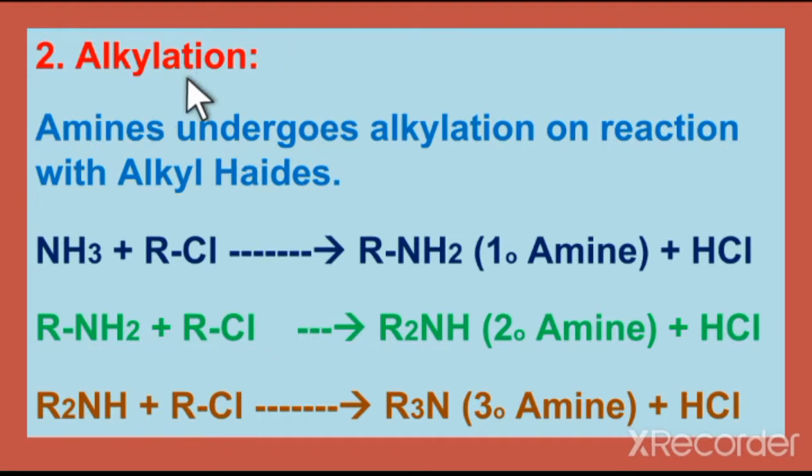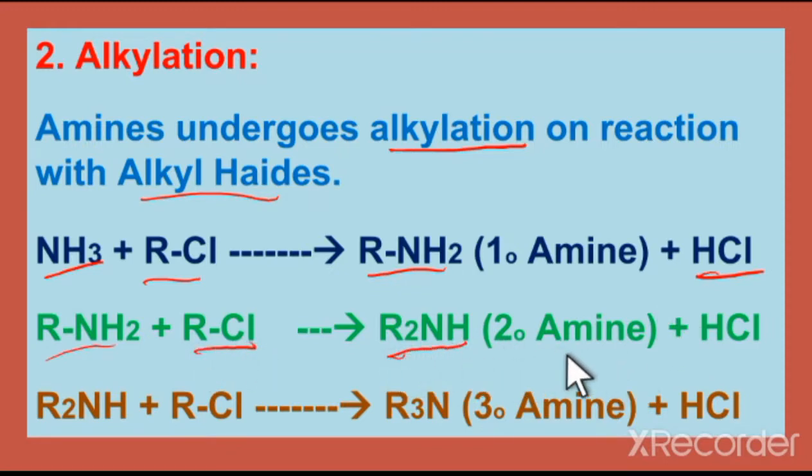First, the alkylation. When amines undergo alkylation on reaction with alkyl halides, they form the corresponding amines, like primary, secondary and tertiary amines. Ammonia treated with alkyl chloride forms the primary amine RNH2 plus HCl. When the primary amine RNH2 is treated with alkyl chloride, we get the dialkyl amine, that is the secondary amine, in addition to hydrochloric acid. When the secondary amine is treated with alkyl chloride, it gives the tertiary amine. It also forms hydrochloric acid.